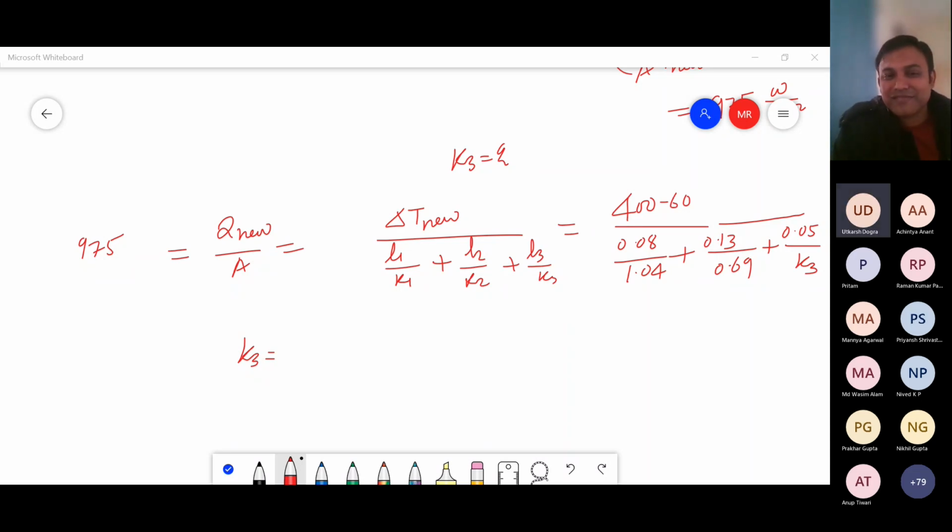But sir, Q by A will remain the same at the interface, right? At the interface, Q by A will remain the same. But your Q itself is changing. That's what I'm saying. A is constant, but Q is going to change.